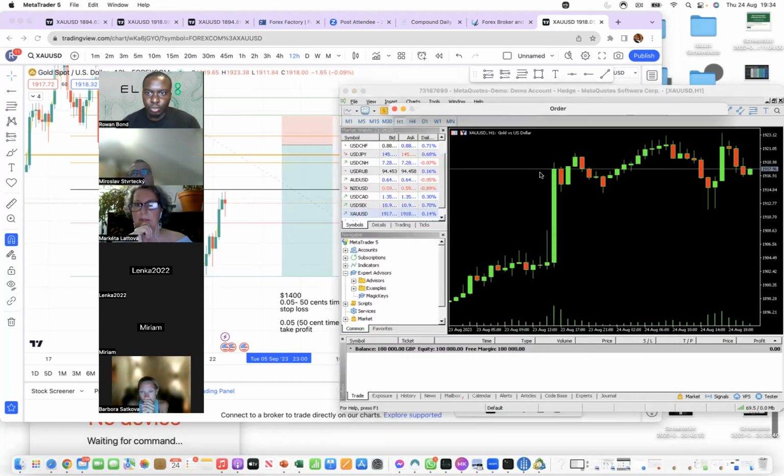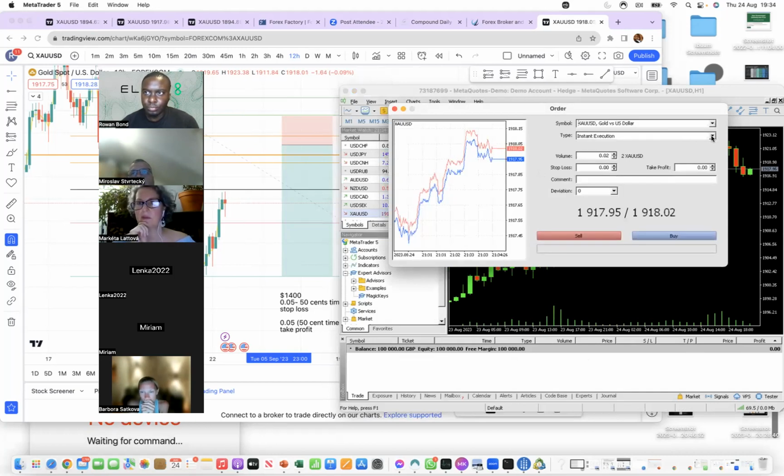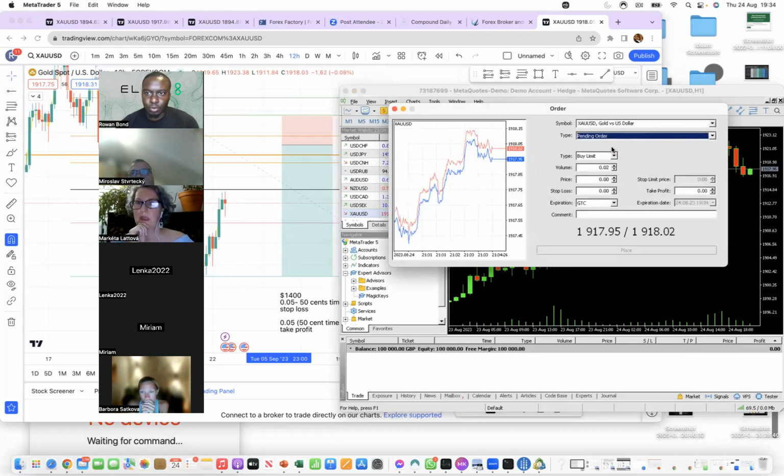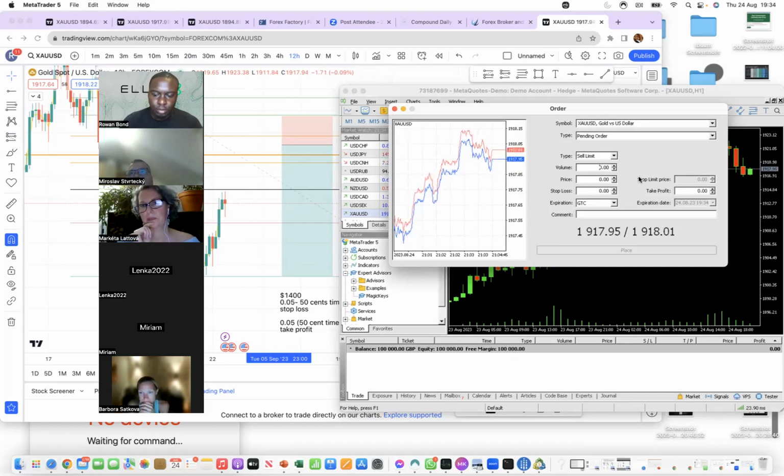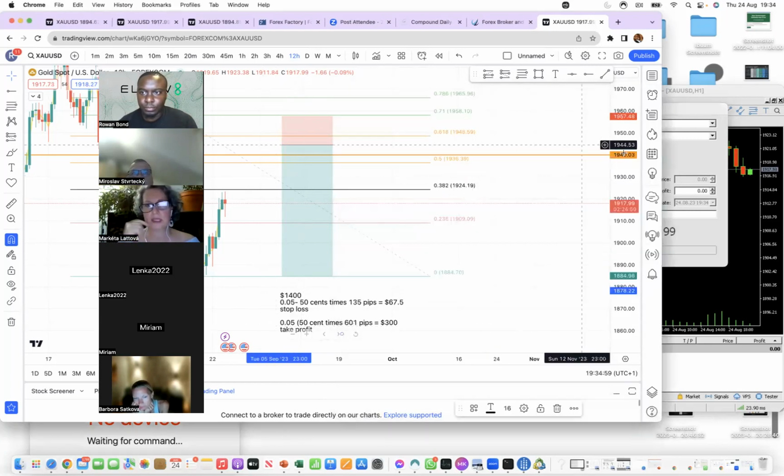So now when you click on new order, we add a new order, click on pending order, sell limit. When it asks you for volume, that means the lot size. What lot size do you want to have on this trade? Volume here means the lot size. So, I mean, this is a 100,000 demo account, so I will just use the same numbers we use for illustration. So I'll put 0.05.